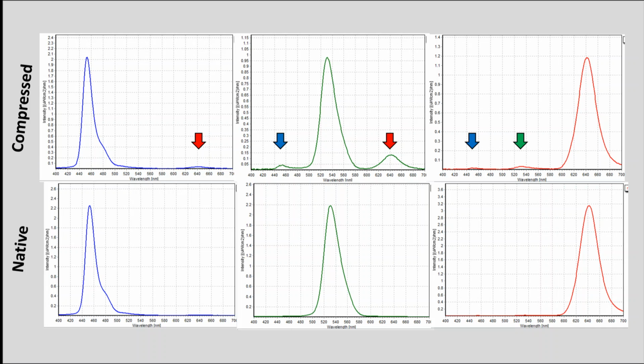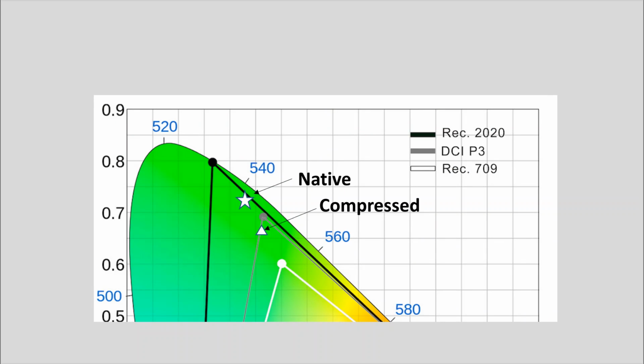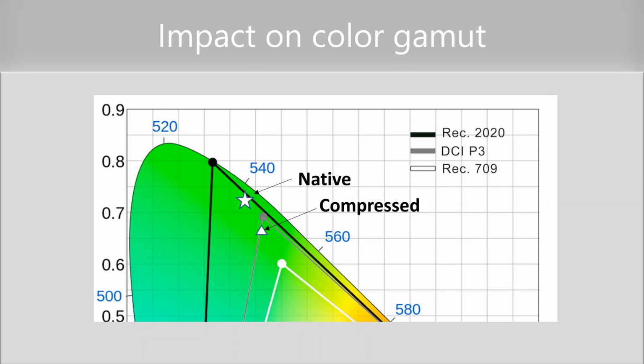So here we've got blue, green, and red compressed, which is full screen, and native, which is just that thumbnail. And in the compressed graphic, you can see they all have a little bit of shoulder peaks from the other colors, especially the green subpixel. But in the native, we get pure blue, green, and red. So what's happening here is there is an impact on color gamut. There's a compression of the color gamut to near DCI-P3 because that's what the videos come in and that's what they know how to handle.